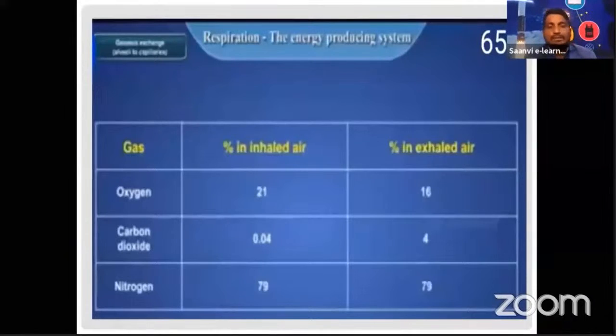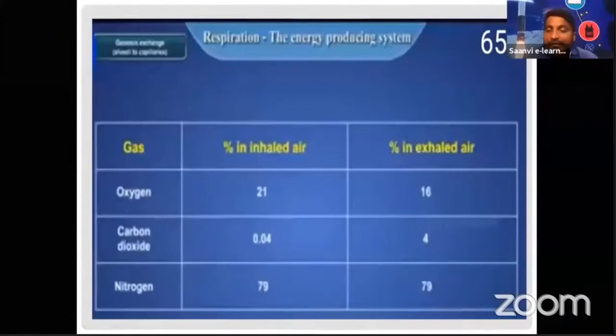See here, oxygen, percentage in inhaled air, 21%. Oxygen is 21% in inhaled air. What about carbon dioxide? 0.04%. And nitrogen 79%. In old books, the carbon dioxide is given as 0.03% and nitrogen 78%. Please consider that. Here, oxygen 21%, carbon dioxide 0.04%, and nitrogen 79%.